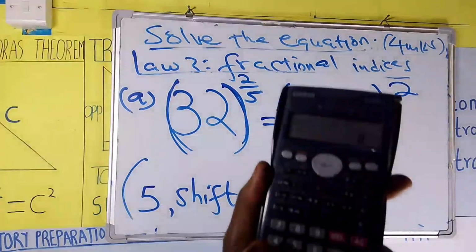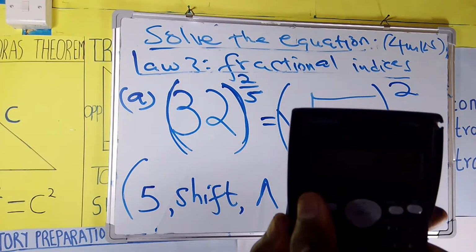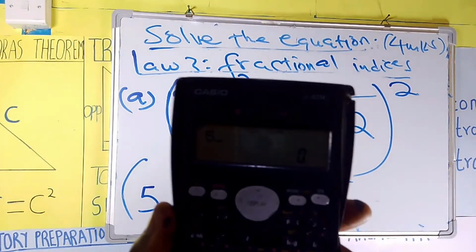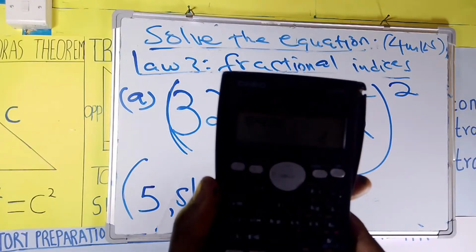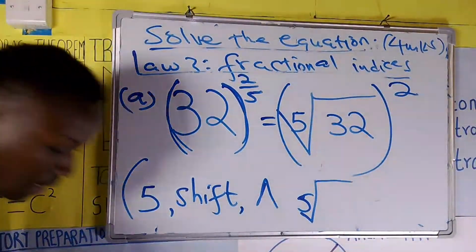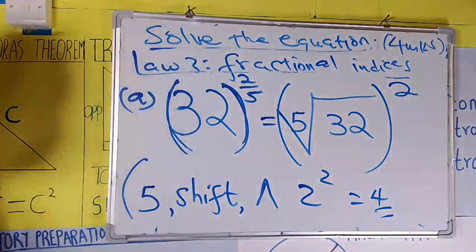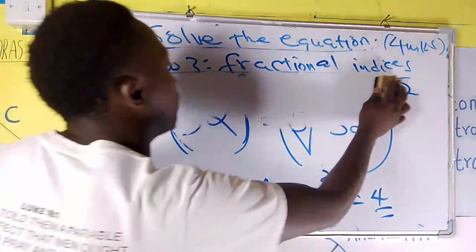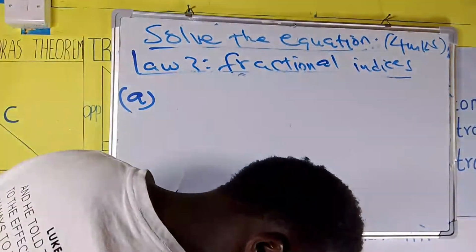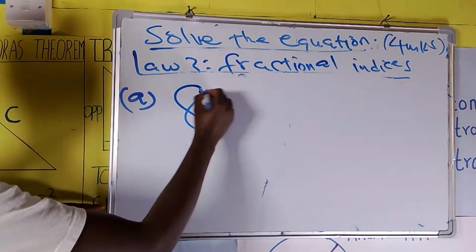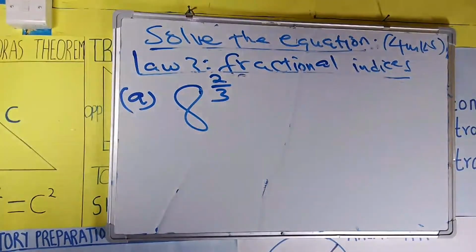Let's repeat. We press 5, then shift, then raise, then put 32, and it gives us 2. So it will be 2 to power 2, which is equal to 4. Now I want you to do this one: 8 to power 2 over 3. Do 8 to power 2 over 3.